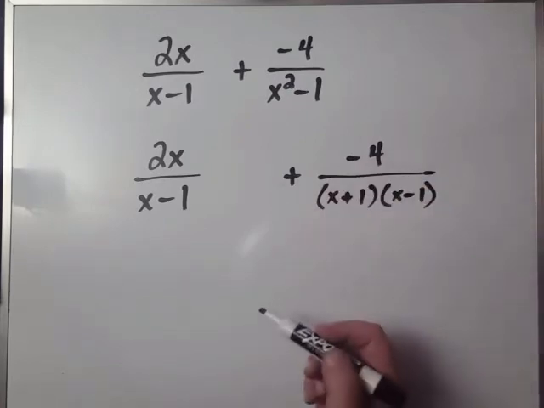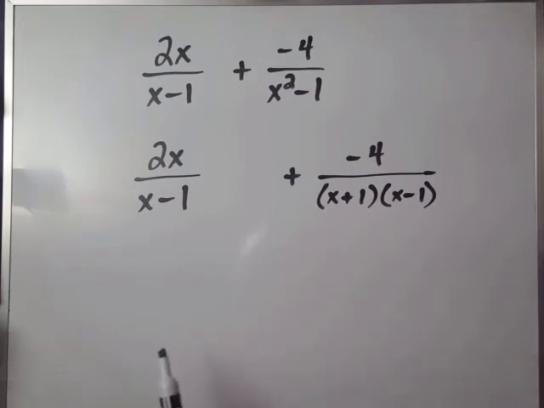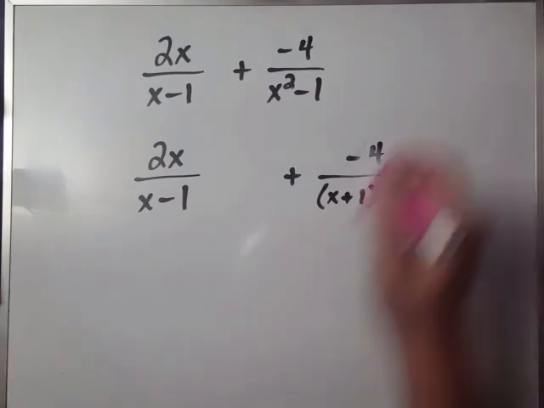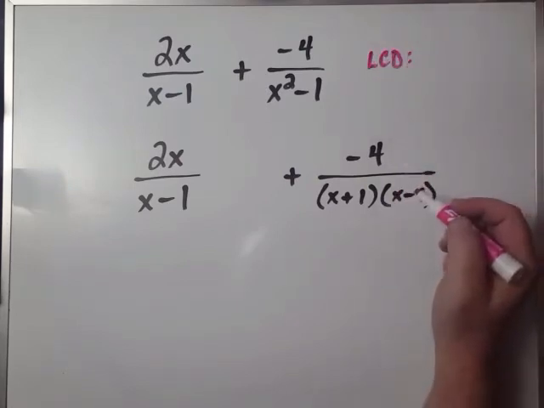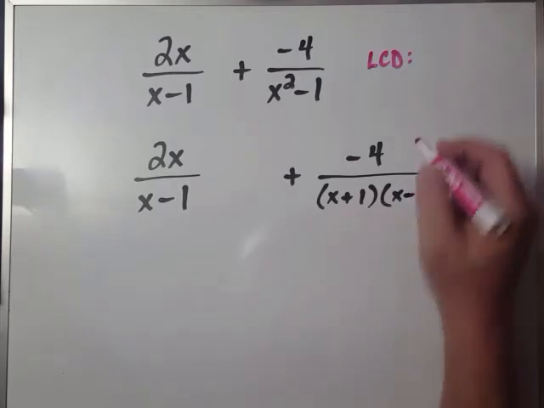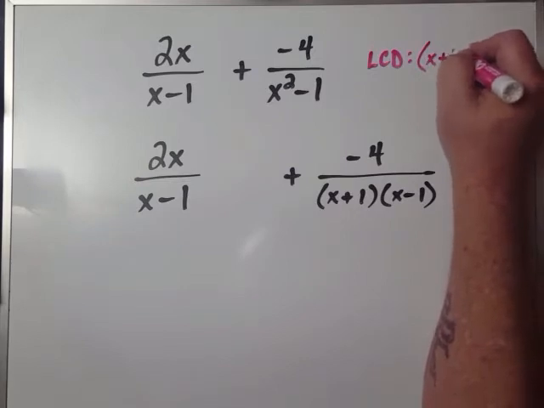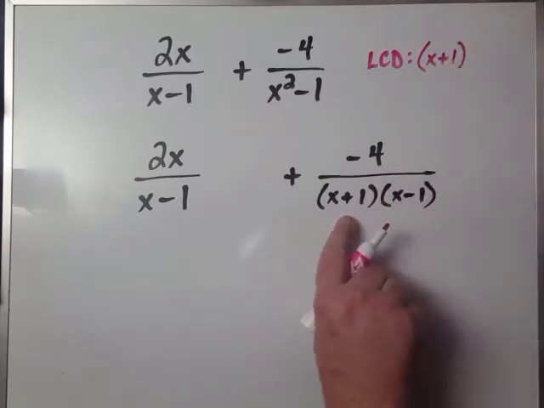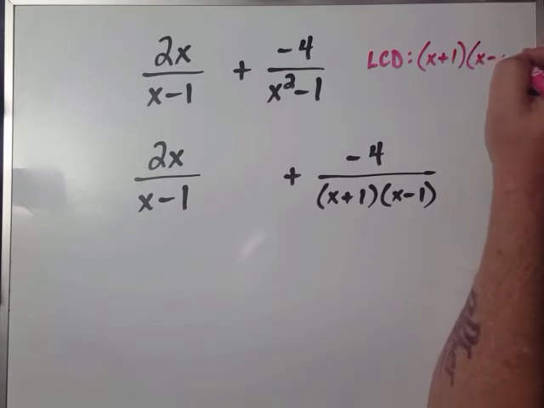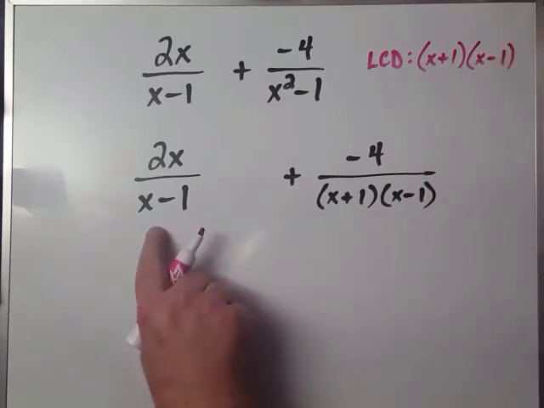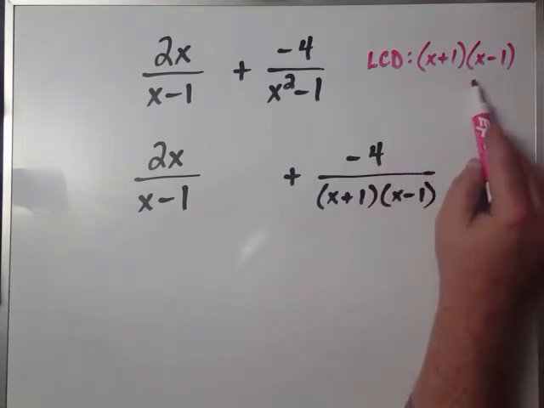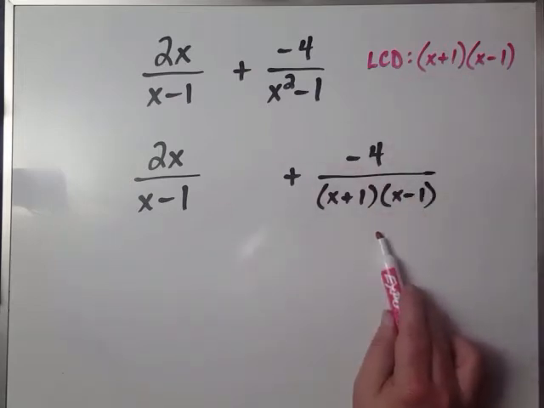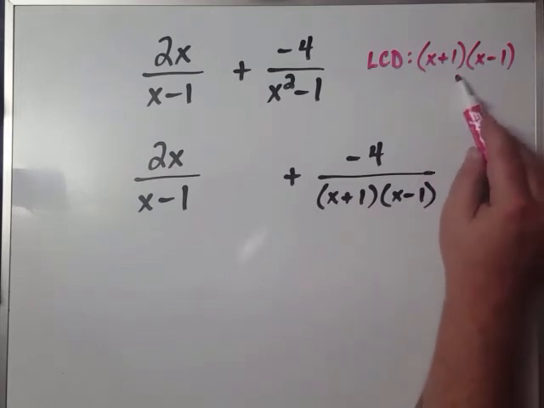Now that I can see the factors, let me figure out what my least common denominator is. I take every different factor I see, the most number of times it appears in any one denominator. I see factors of x plus 1 appearing no more than once, and factors of x minus 1 appearing no more than once in any single denominator. So my least common denominator, answering the question, what can both of these denominators become, is x plus 1, x minus 1.